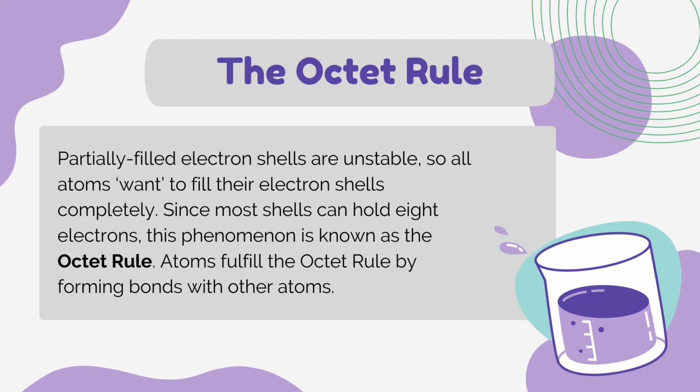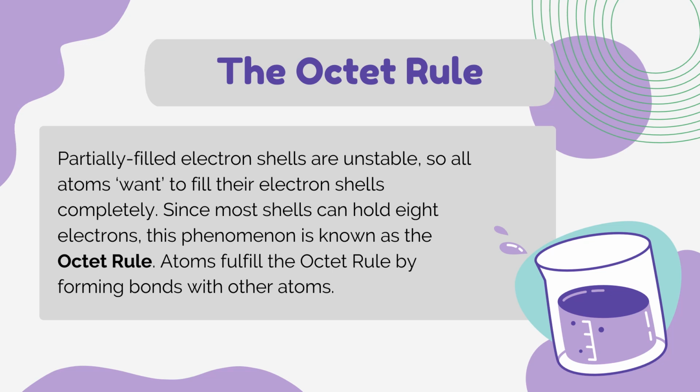The octet rule. Partially filled electron shells are unstable. Okay, so all atoms want to fill their electron shells completely, like how we want our desires to be complete, every atom has its desire to be complete. Since most shells can hold 8 electrons, as I told you, that is the outermost shell. This phenomenon is known as, or you can say it is called, the octet rule.